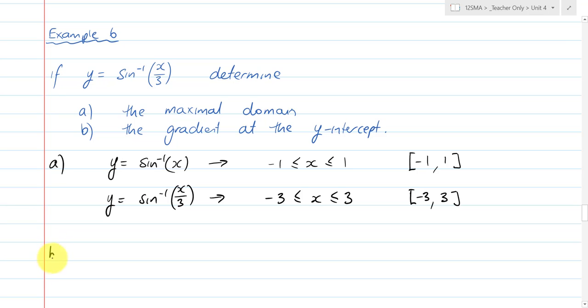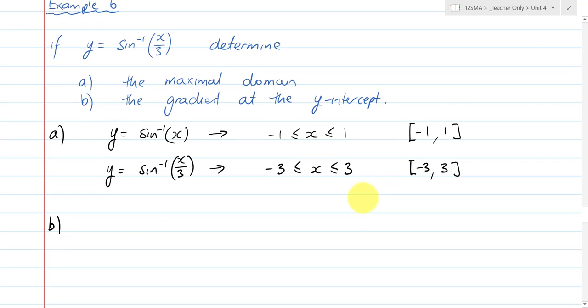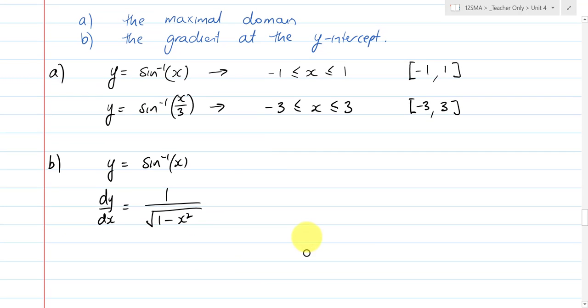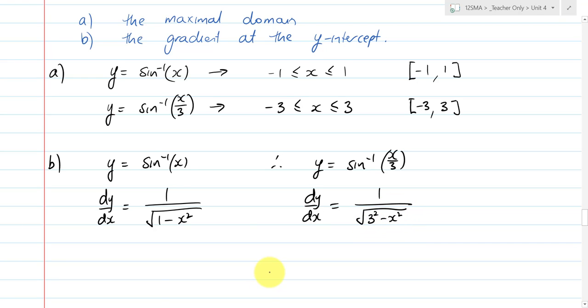That's A. B, the gradient at the y-intercept. If y equals sine inverse of x, then dy/dx, or y dash, is equal to 1 over the square root of 1 minus x squared. Therefore, if y equals sine inverse of x over 3, then dy/dx equals 1 over the square root of 3 squared minus x squared. It's not obvious that it goes to 3, but the rule is x over a gives a squared there, 3 squared, which is of course 9.